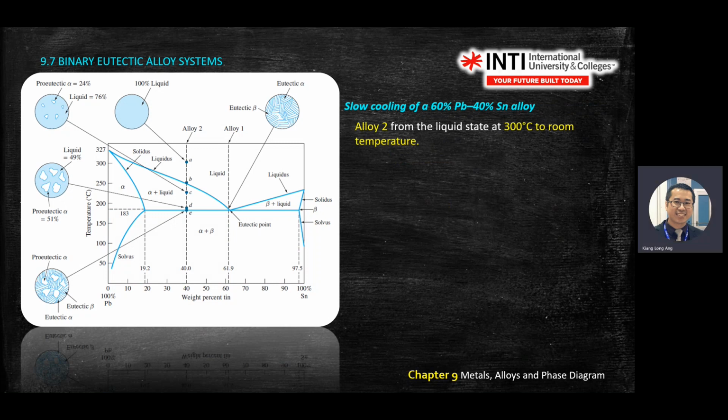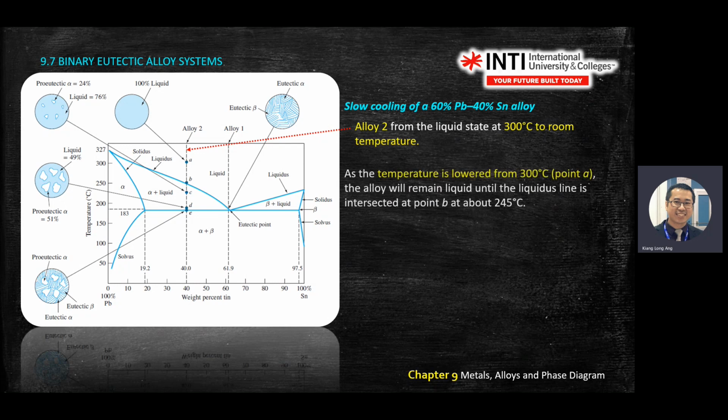So we already explained alloy 1. We do the same for alloy 2. What is the difference between alloy 1 and alloy 2? The weight percentage is different. We drop from point A to point E. So we slowly dissect. When we drop from A, it is still liquid until it reaches B. B is about 250. At B, you start to see alpha start to grow inside the microstructure.